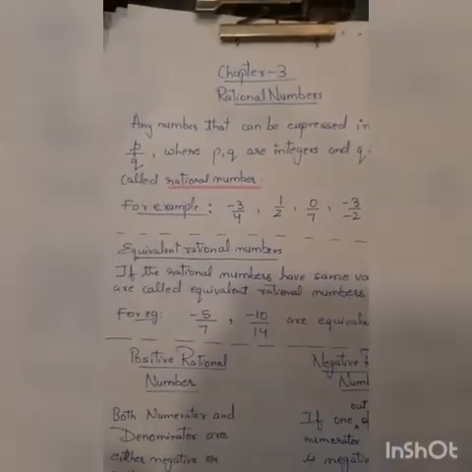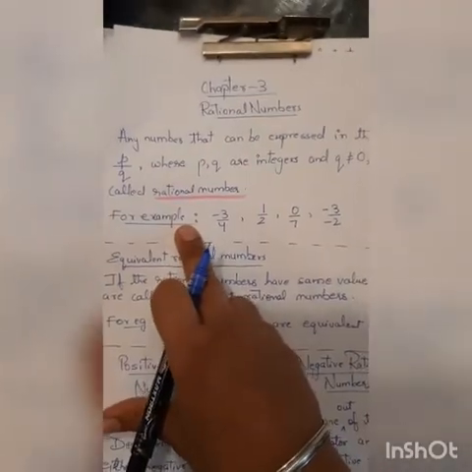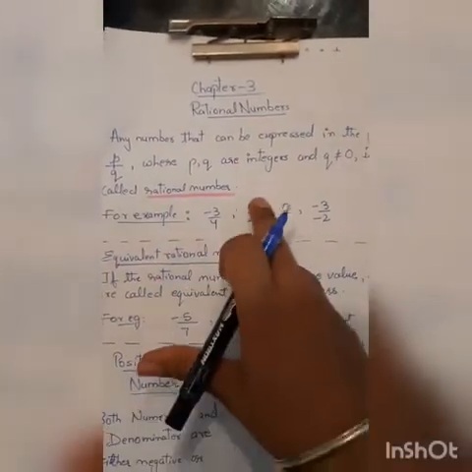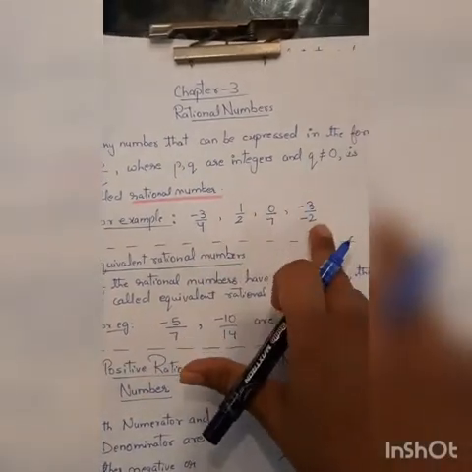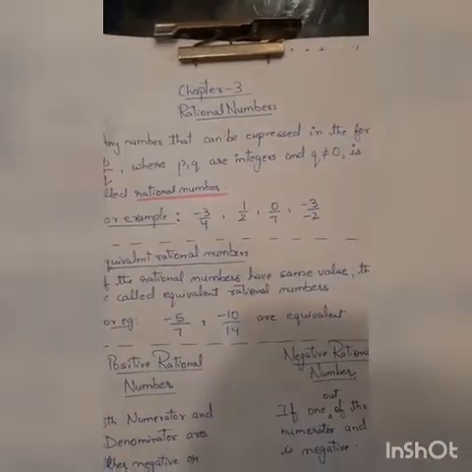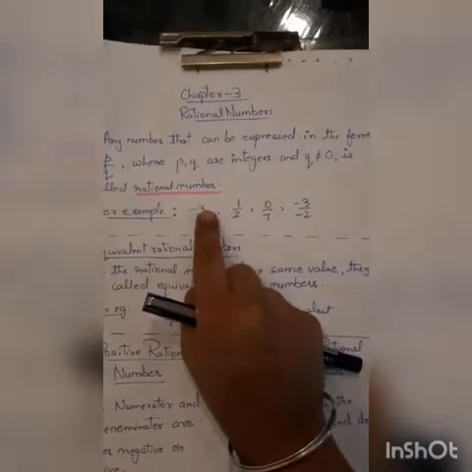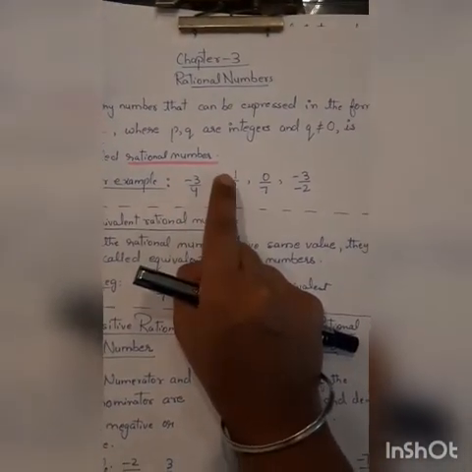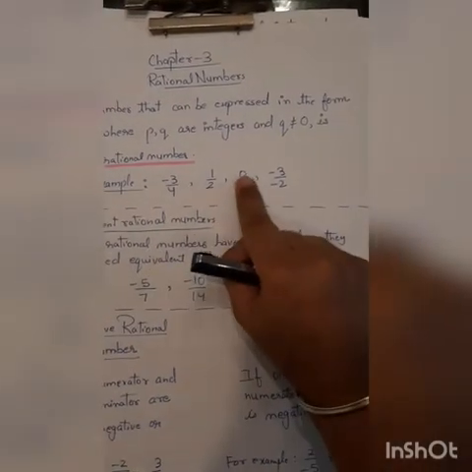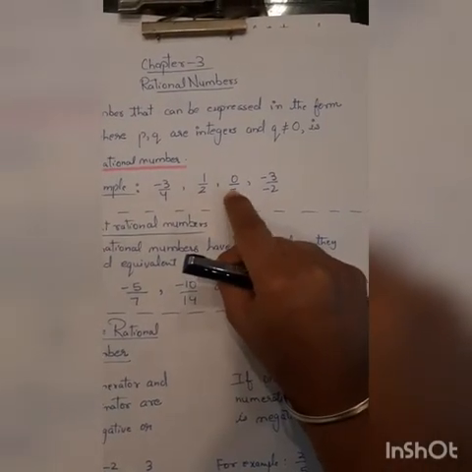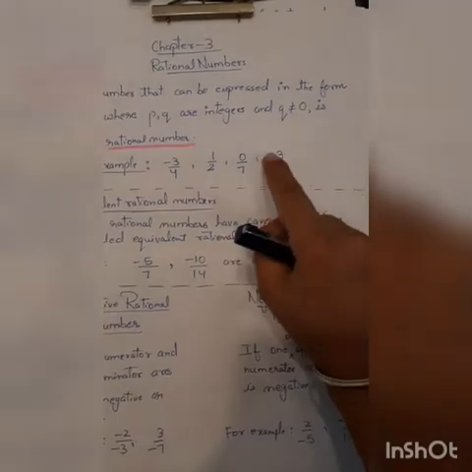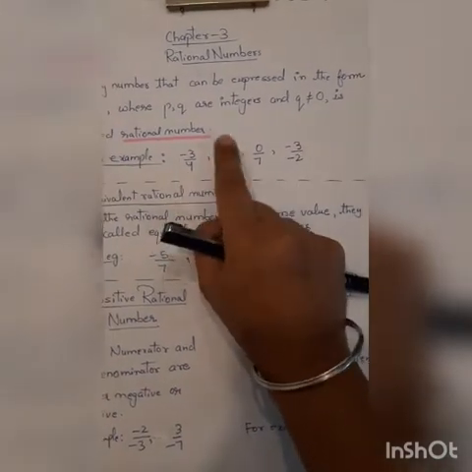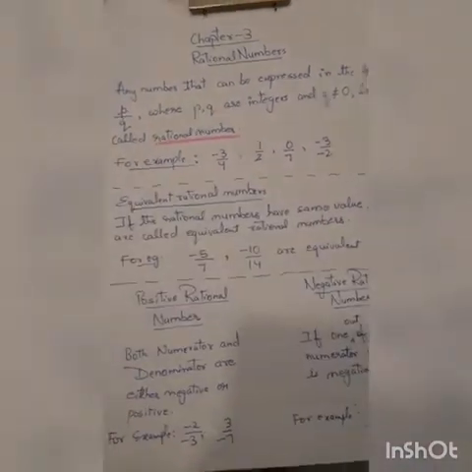Okay, now students, let's proceed. I have just written examples, that for example -3/4, 1/2, 0/7, -3 by -2. Okay, so see here also the numerator and denominator, see they are integers. Okay, see carefully, here the numerator is 0, denominator cannot be 0. Okay, so both can be negative, one can be negative, or both can be positive, like we take the integers.